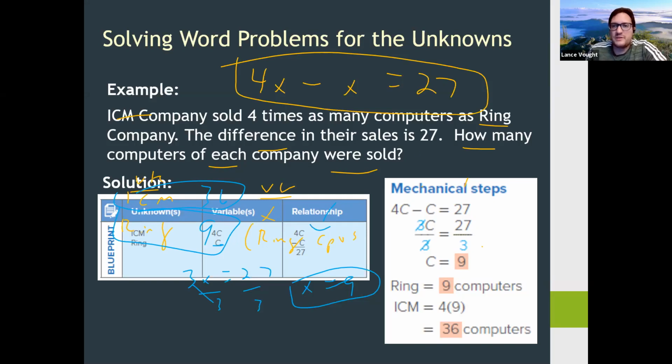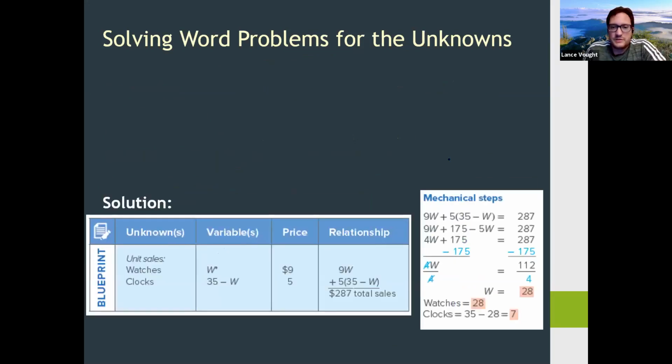Any questions about how I solved this problem? Any concerns, questions, etc.? Okay, let's do another one.